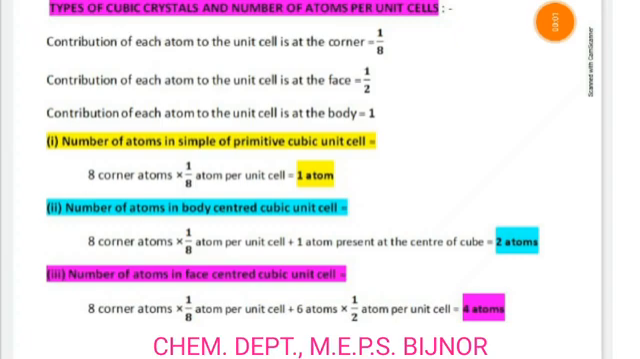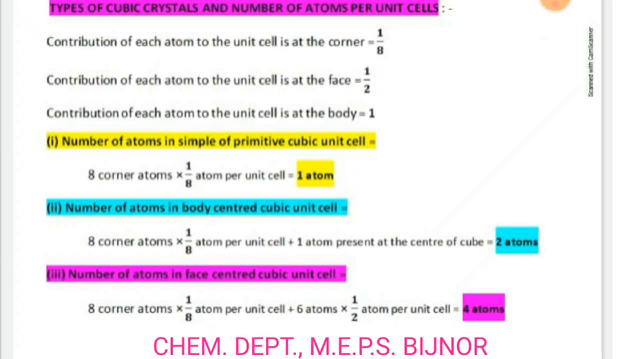Types of cubic crystal and number of atoms per unit cell. The contribution of each atom to the unit cell at the corner is 1/8. The contribution of each atom at the face is 1/2. The contribution of each atom at the body is equal to 1.